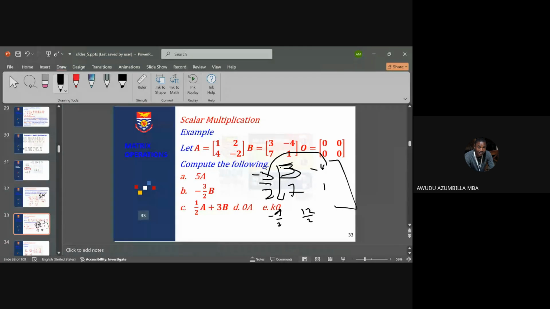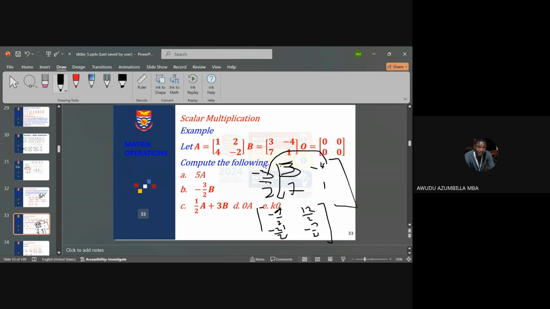Then you can multiply minus this one by this. You are going to get minus 21 over 2. And you multiply this one by this. You are going to get minus 3 over 2. And this is what you are going to get. If you can simplify it, fine. If you cannot simplify it, you leave it like that. So it's a scalar: multiply the scalar by the main matrix, and you get your answer.